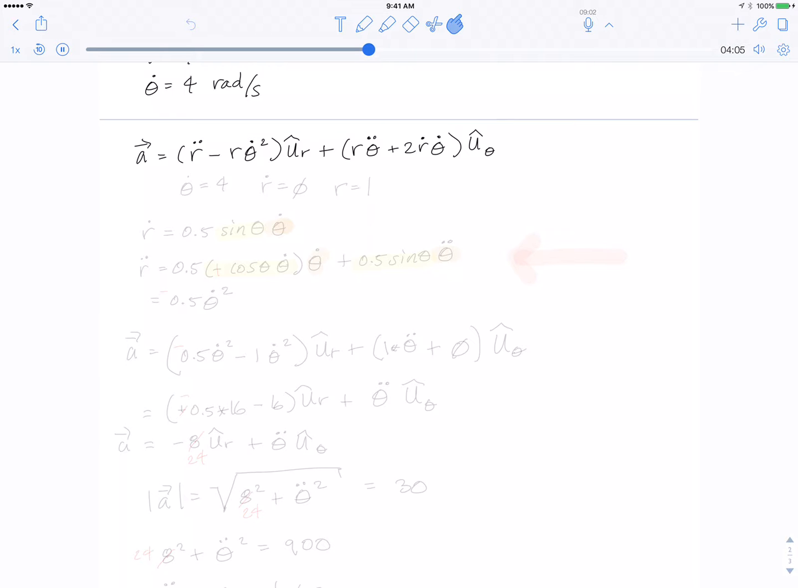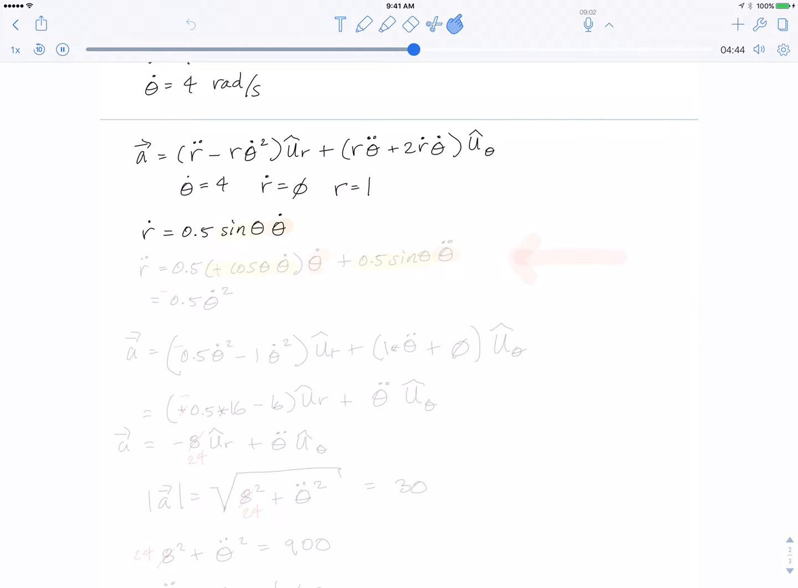So let's recap everything we know. We know that theta dot is 4 radians per second. We just got that. We know that r dot is going to be 0. We know that r is 1. And so the last thing we're going to have to figure out here is r double dot. So let's do that next. So previously we found out that r dot, the function, is 0.5 sine theta theta dot. So it's not going to be too bad, I hope.